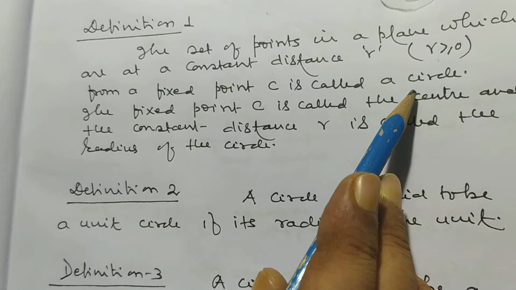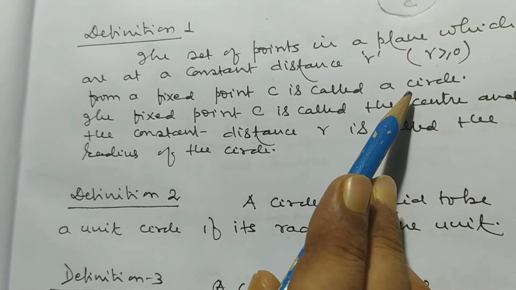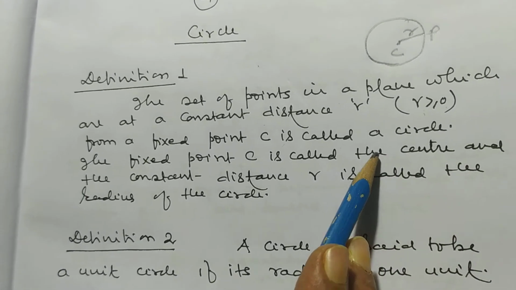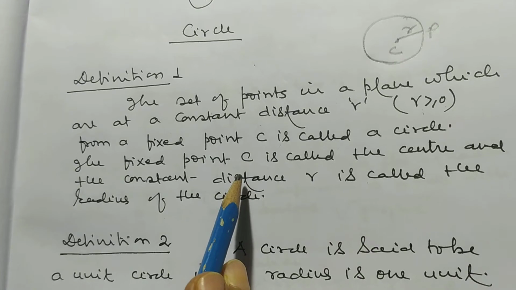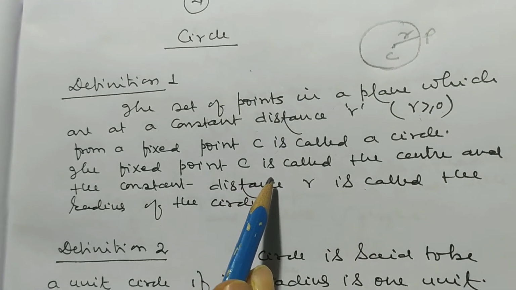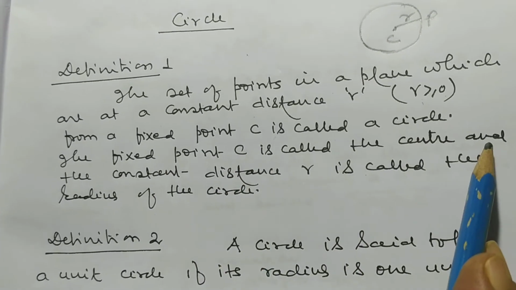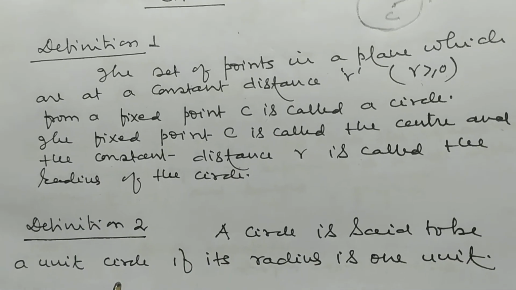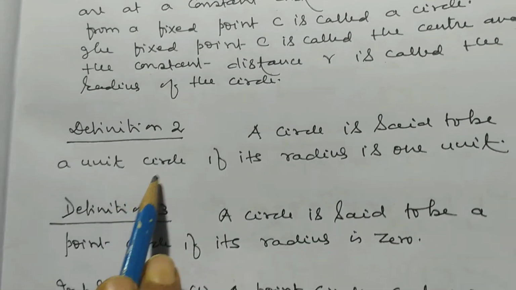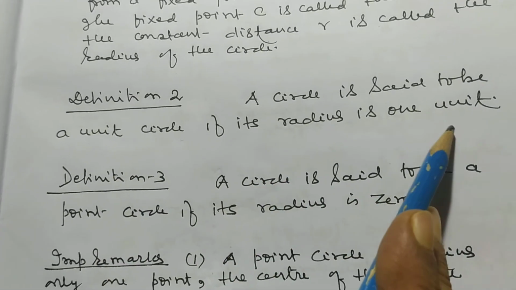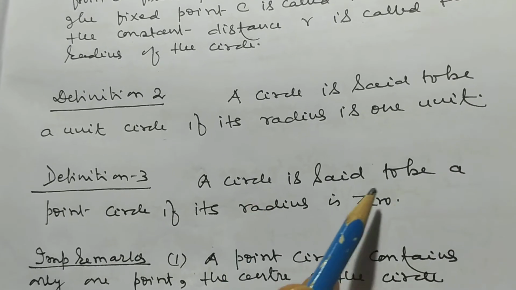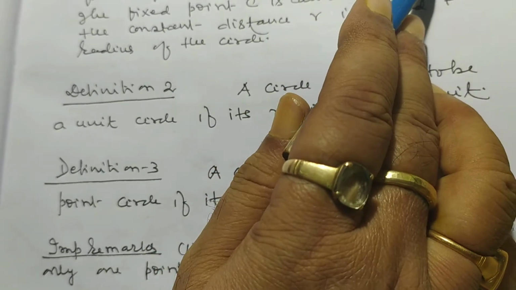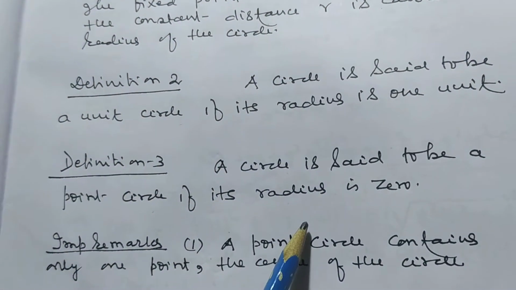My dear students, you must know when the radius is equal to 0, which type of circle will form. This we have to study in class 11 and this is very, very important for multiple type of questions. The fixed point C is called the center and the constant distance r is called the radius of the circle. A circle is said to be a unit circle if its radius is 1 unit. A circle is said to be a point circle if its radius is 0, that is r is equal to 0. This is the case of point circle.